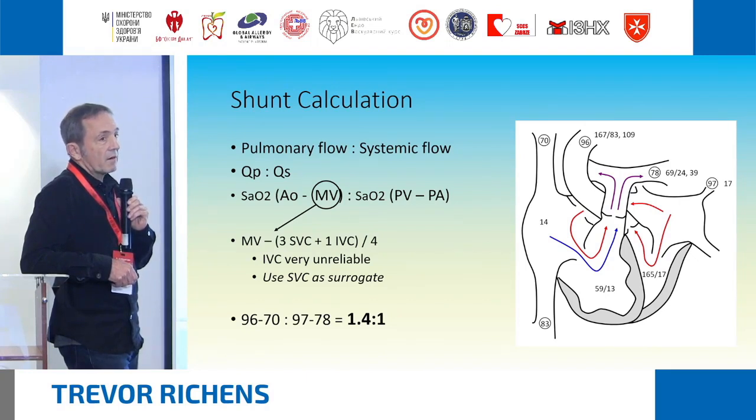This measurement is very unreliable, and I think it can vary a lot depending on where you take it, because the blood coming back from the kidneys is full of oxygen, and depending on how much is coming back, that will change. So we tend to just take SVC saturation. So we take SVC saturation away from the aortic saturation and compare that with the saturation in the pulmonary veins, less the saturation in the pulmonary artery. And that ratio tells you how much blood is going through the lungs compared with the body. And here the ratio is 1.4 to 1. So she has a modest shunt through the atrial septal defect.